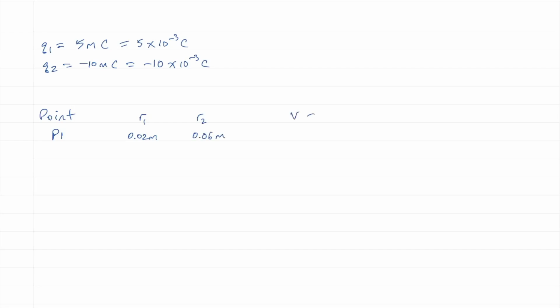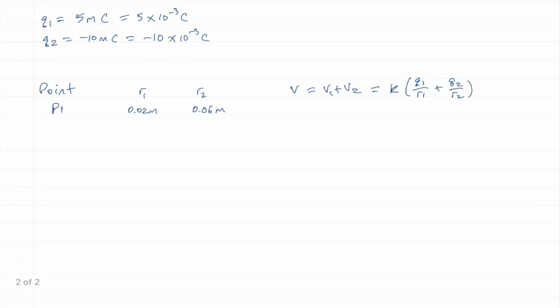Okay, our V is V1 plus V2. And so we said that was k, and we can factor that k out: Q1 over R1 plus Q2 over R2. Okay, so what we have for point 1, the potential is 8.99 times 10 to the 9 newton meters squared per coulomb squared times 5 times 10 to the minus 3 coulombs over 0.02 meters plus minus 10 times 10 to the minus 3 coulombs over 0.06 meters.